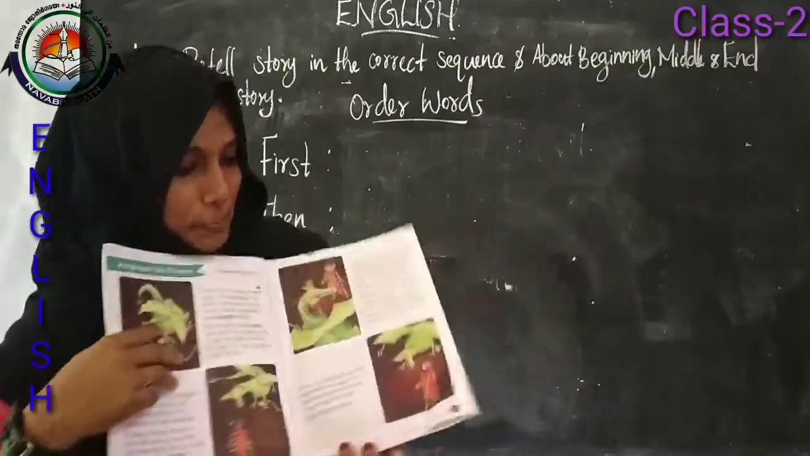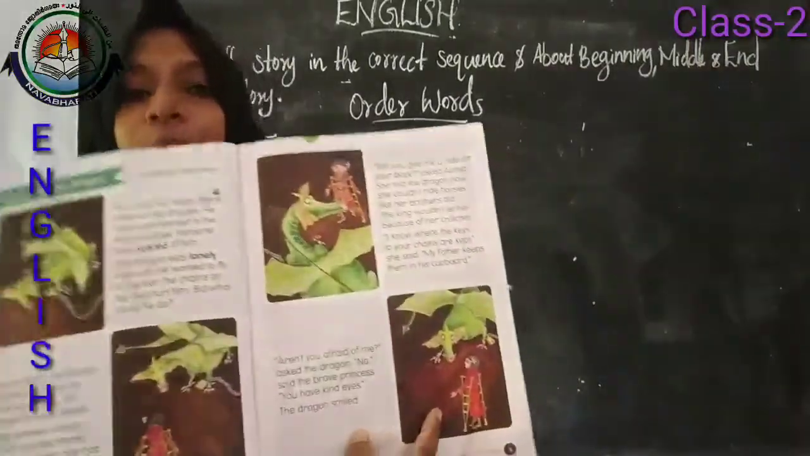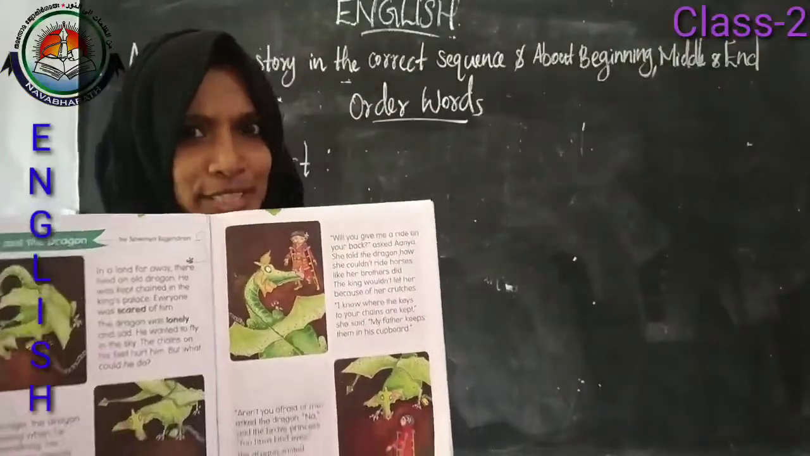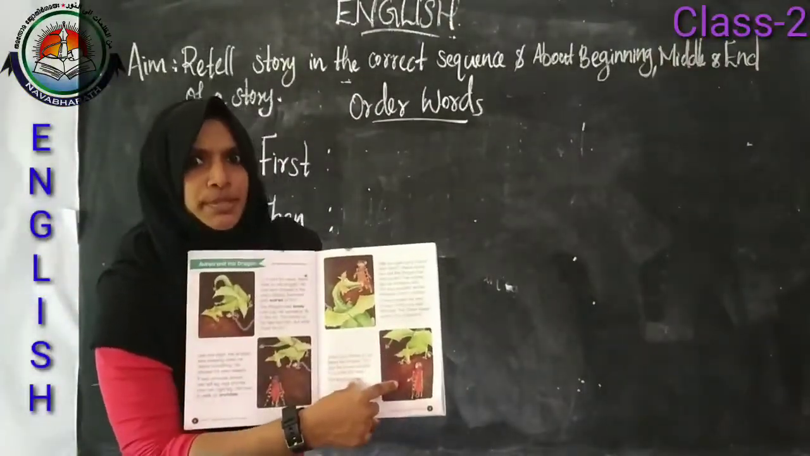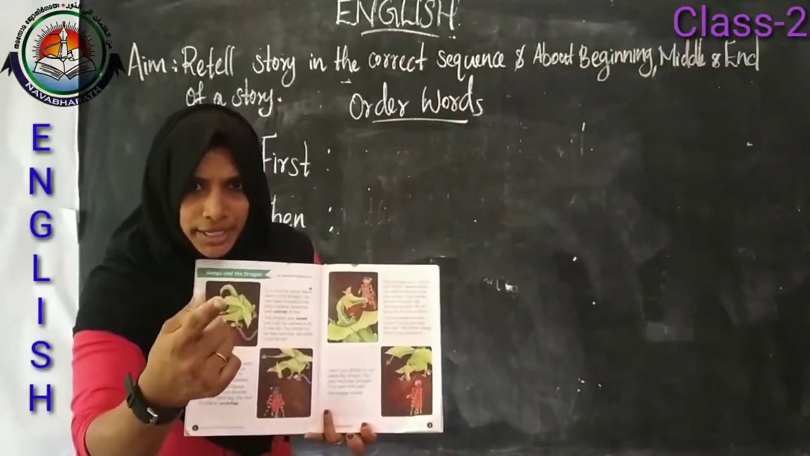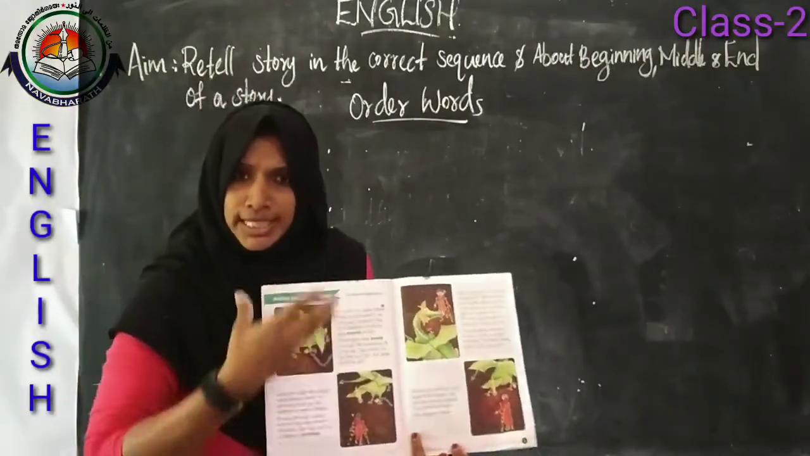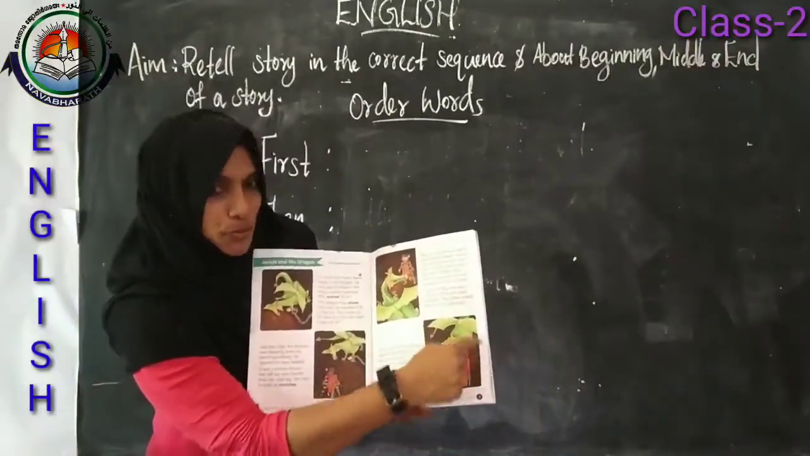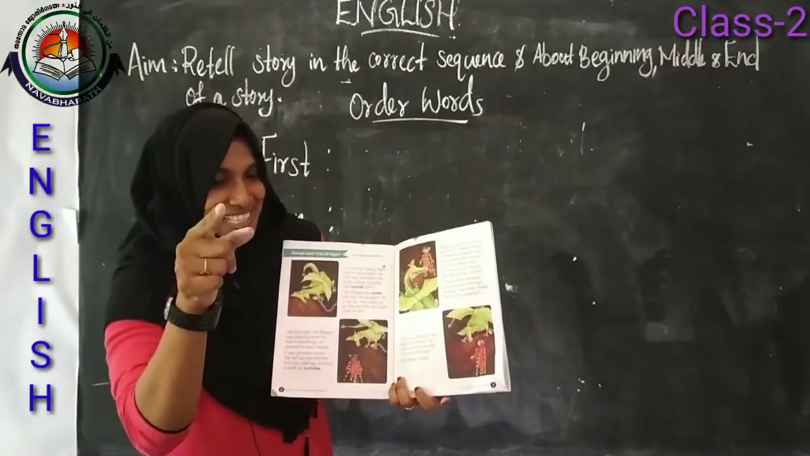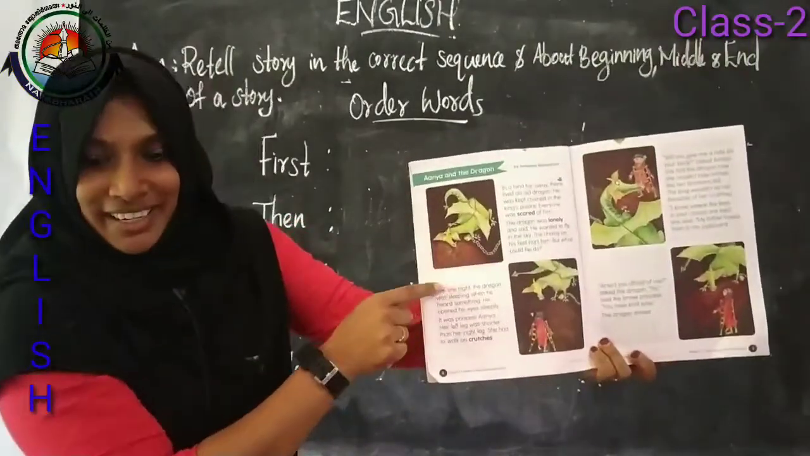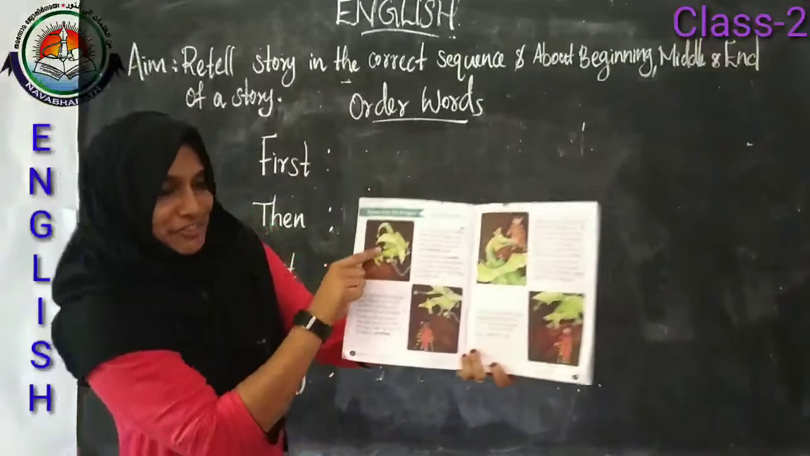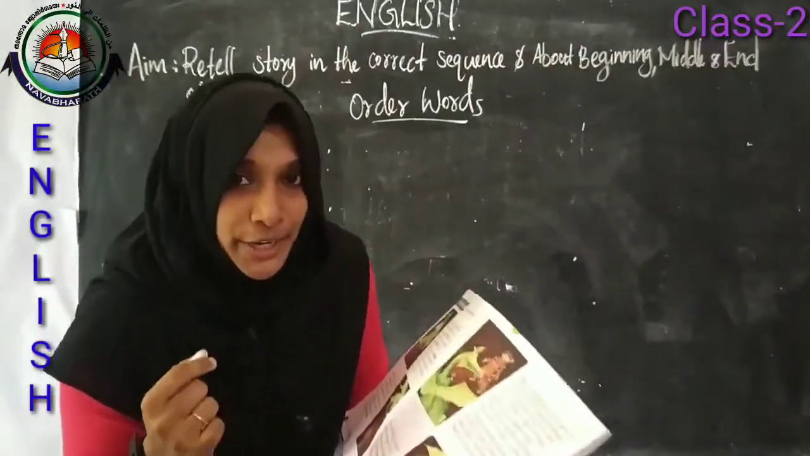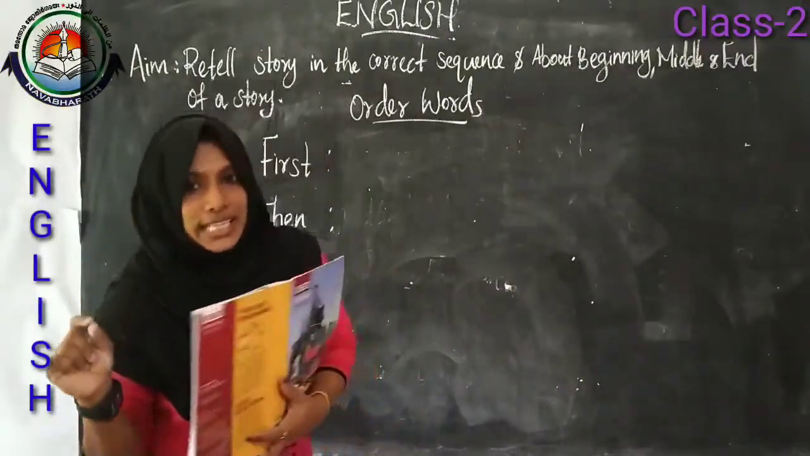So see, here, does the story begin from here? No, this is not the beginning of the story. Am I right? Yes, then from where did the story begin? Yes, something happens before this picture in this story. It is from here. At first, we can see a lonely and sad dragon lived in the king's palace.